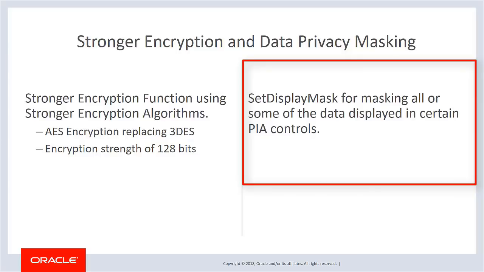The method setDisplayMask is used to replace each character of the displayed field text value with the chosen mask character, and enables you to choose the number of trailing characters to remain unmasked.